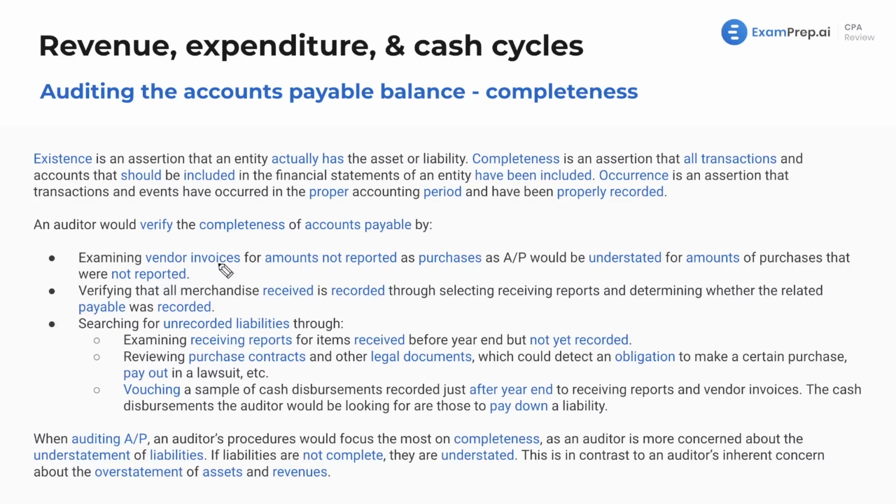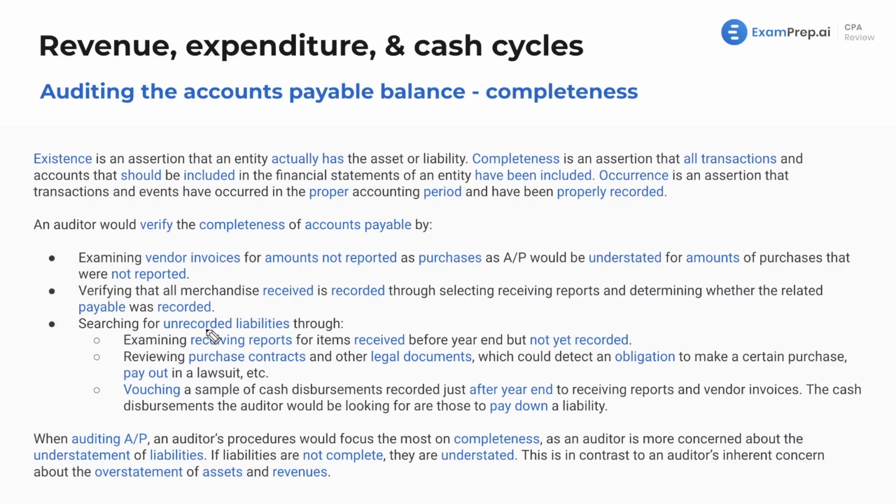As we say over and over, yes, we're worried about the understatement of expenses, but also the overstatement. We're worried about both portions. We can also verify that all merchandise received is recorded through selecting receiving reports and determining whether the related payable was recorded, looking through those pieces of documentation, making sure that everything is properly accounted for.